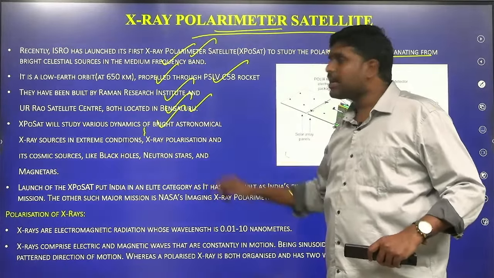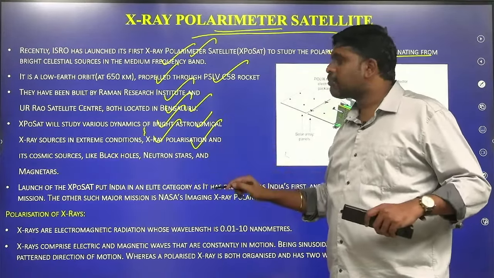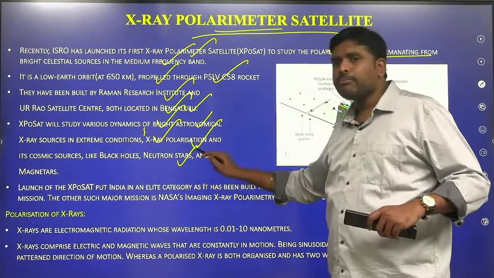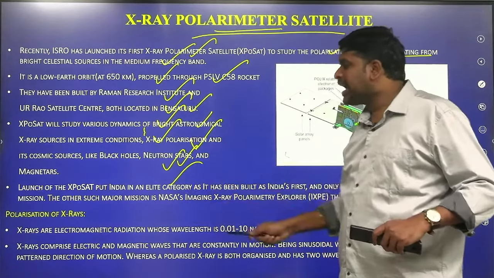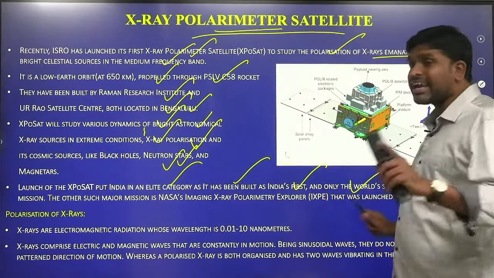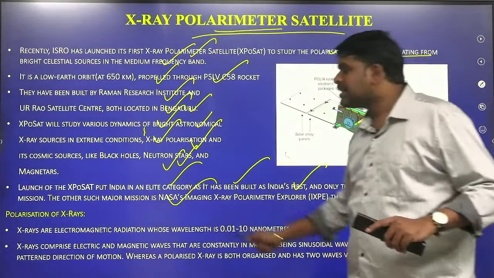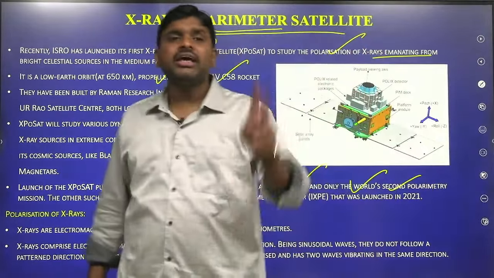It will study various dynamics of bright astronomical X-ray sources in extreme conditions, X-ray polarization from cosmic sources like black holes, neutron stars and magnetars. It puts India in an elite category, as it is India's first and the world's second polarimeter mission. The other such mission is NASA's.